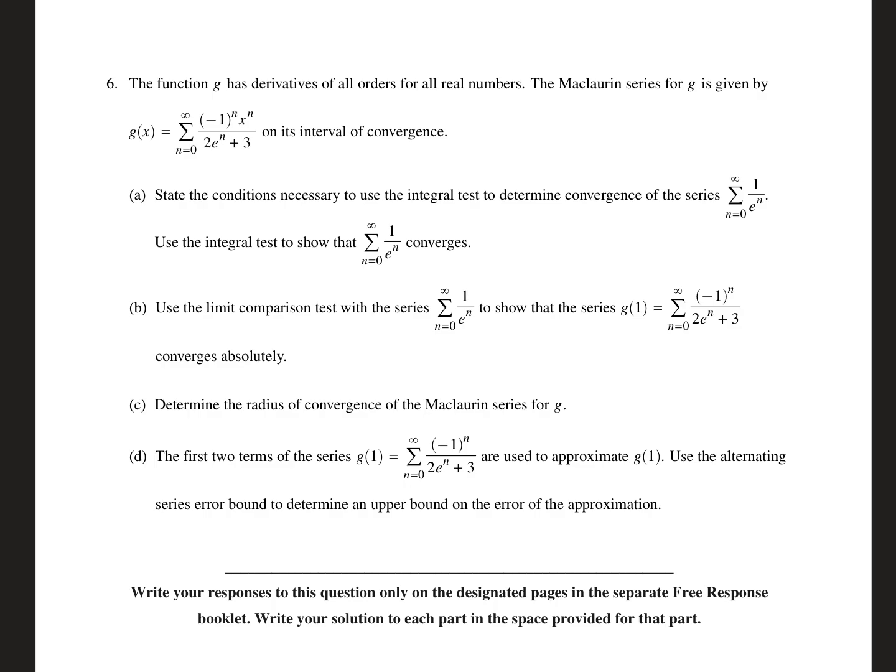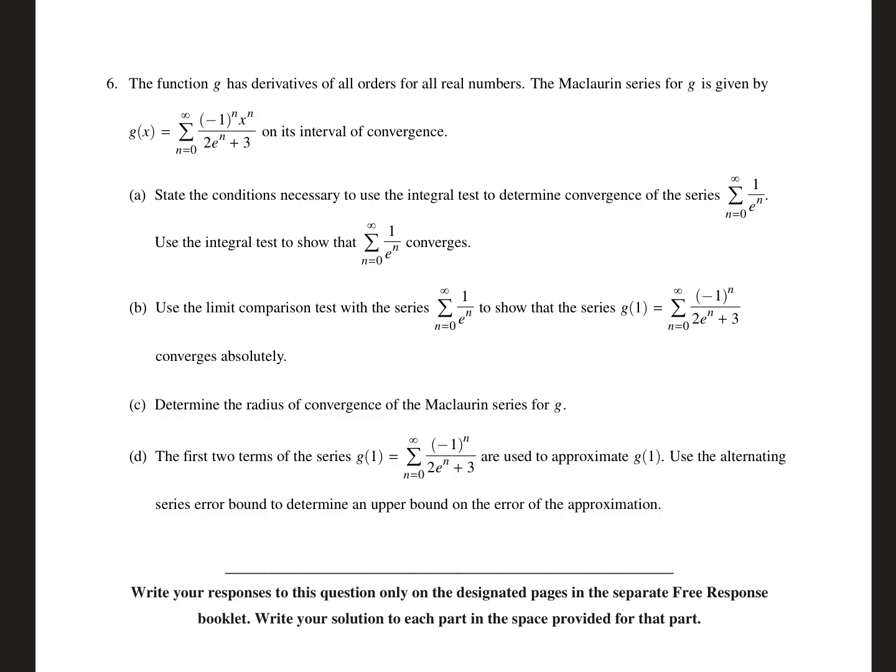All right, this is the 2021 FRQ for Taylor's polynomials. They give us that a function g has derivatives of all orders for all real numbers. The Maclaurin series for g is given by this g of x. Part A: state the conditions that are necessary to use the integral test and determine the convergence of the sum of 1 over e to the n. Use the integral test to show that 1 over e to the n converges.